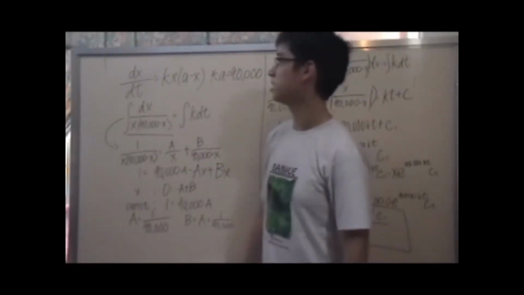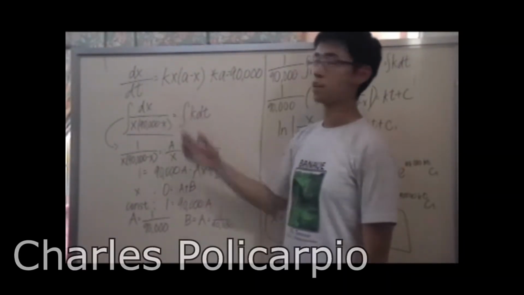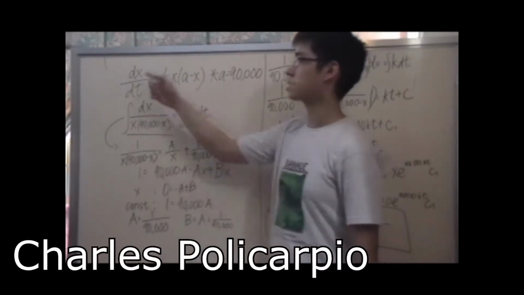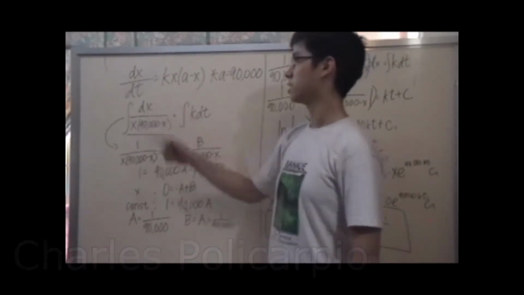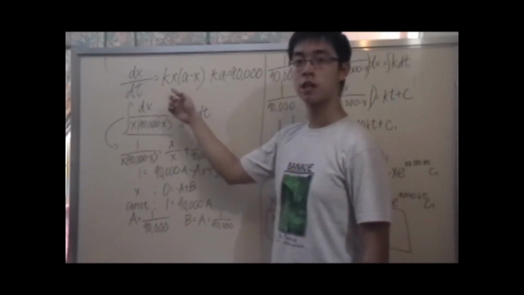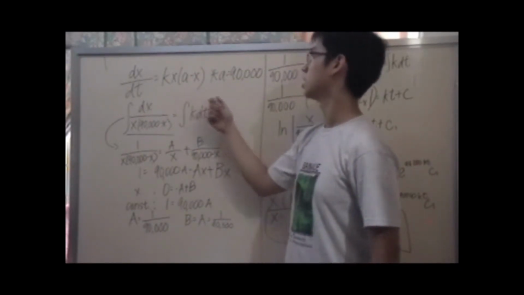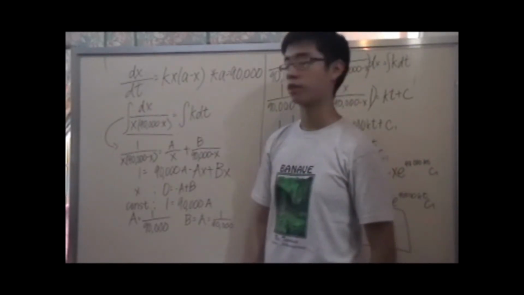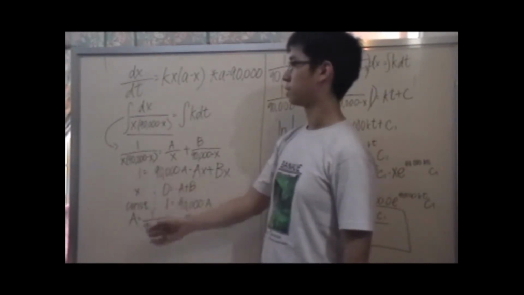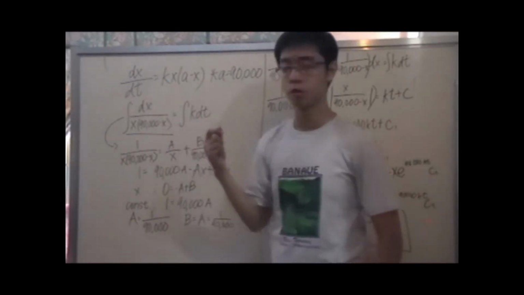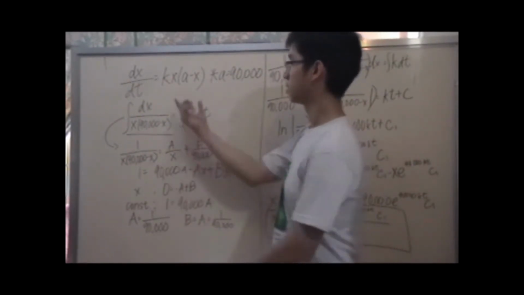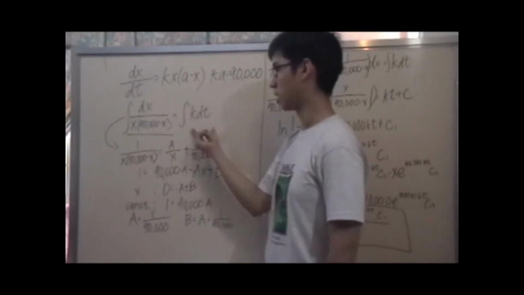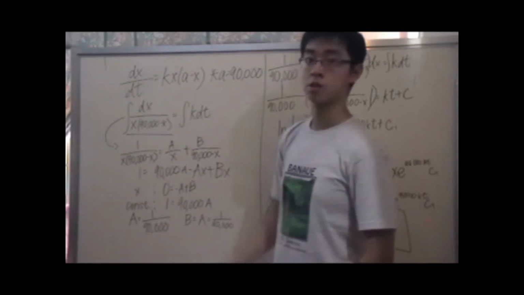We know that dx/dt equals kx(A minus x) is the equation for the rate of spread of an infection in a given population. x is the number of people infected, t is the time elapsed, k is the proportionality constant, and A is the initial population, which is 90,000. We need to get x as a function of time, so we put x on one side and everything else on the other side. So we move x times (90,000 minus x) here, and dt here. Next we need to integrate both sides.